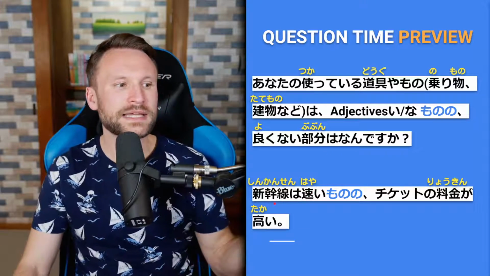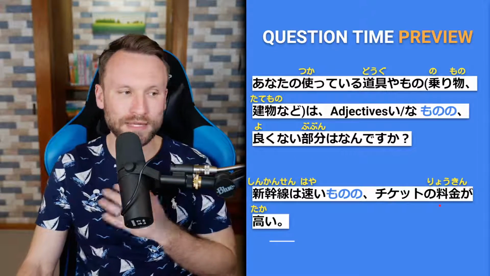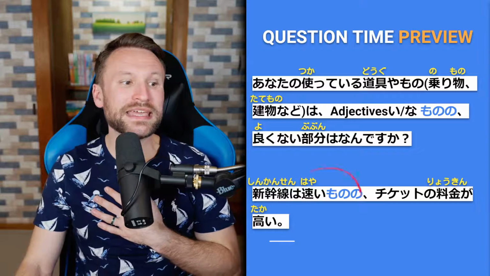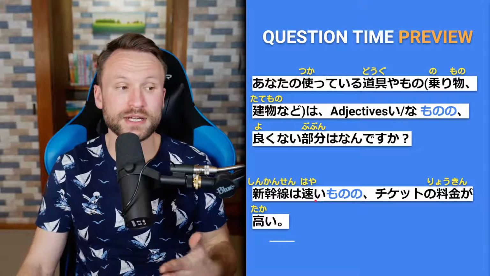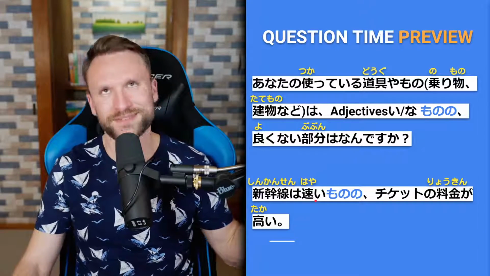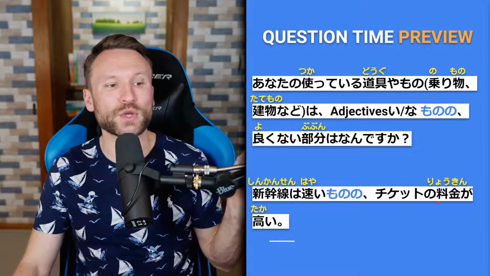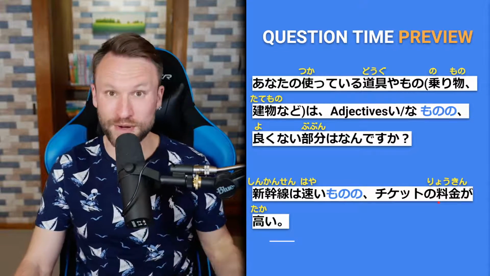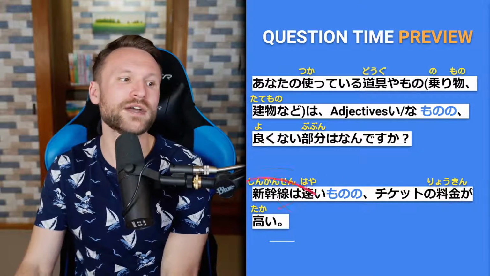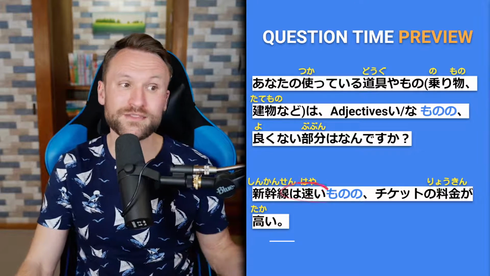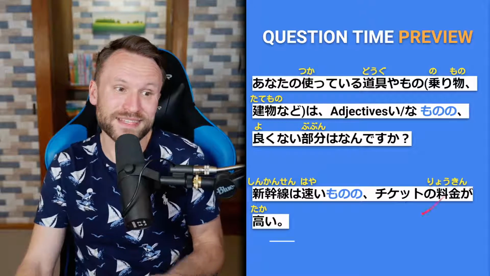So for example, 新幹線は早いもののチケットの料金が高い. So even though or although the Shinkansen is fast, so the Shinkansen is something that I use sometimes. It doesn't have to be something you use often, just something you use. チケットの料金が高い. So the price of the tickets is very high. So even though it's fast, the price is very high. So you want to give a good thing about it or just a thing that you use, even though this or although it's fast, despite that, it's very expensive.